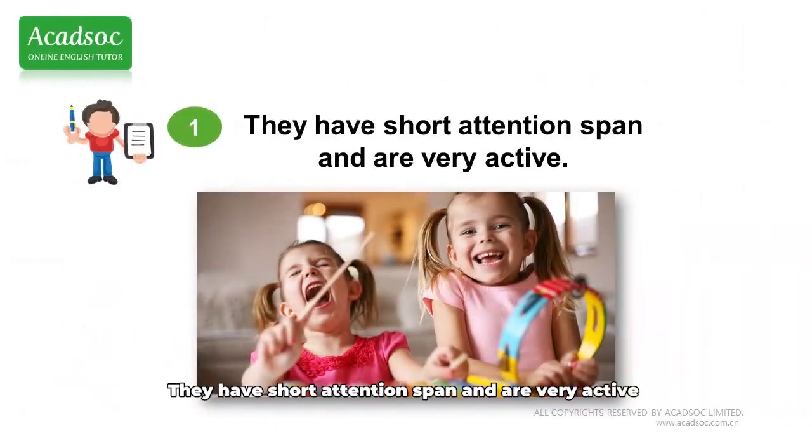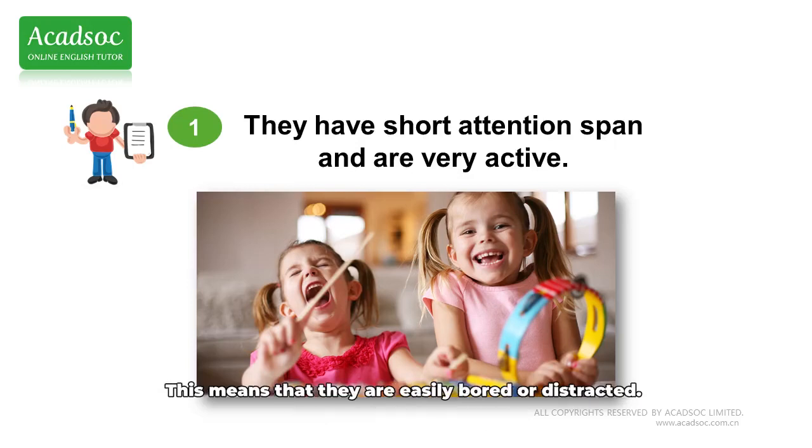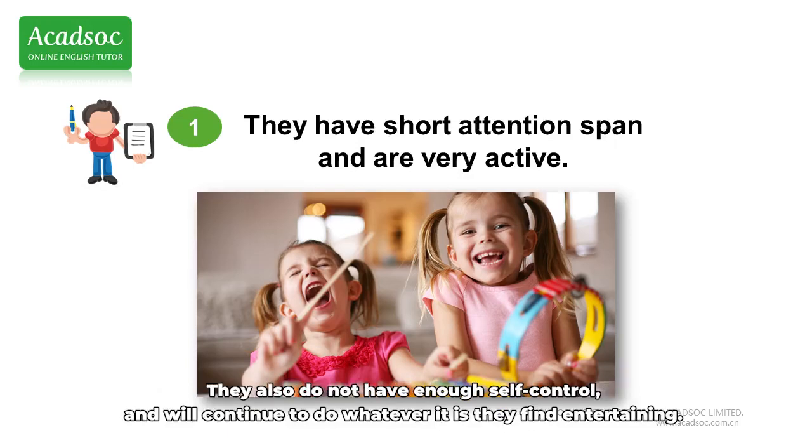They have a short attention span and are very active. Kids from different countries at a certain age range have a short attention span. This means they are easily bored or distracted. They also do not have enough self-control and will continue to do whatever it is they find entertaining.